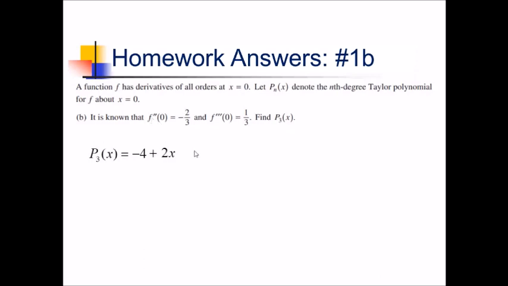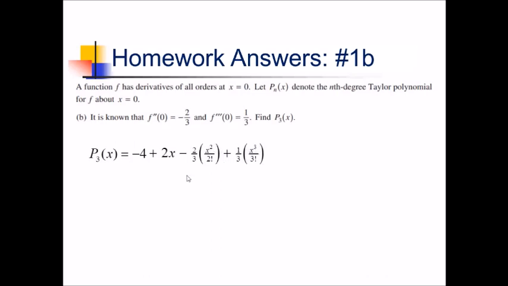The next term is going to be f double prime of 0 over 2 factorial times x squared. So in this case, that's going to be negative 2/3 over 2 factorial, which is just times 1 over 2 times x squared. For this next one, we're going to have f triple prime over 3 factorial. So that's going to be 1/3 times x cubed over 3 factorial for this one. And we're actually done. We don't have to simplify this any further since the x's don't have any weird things going on with the exponents and don't need to be simplified.